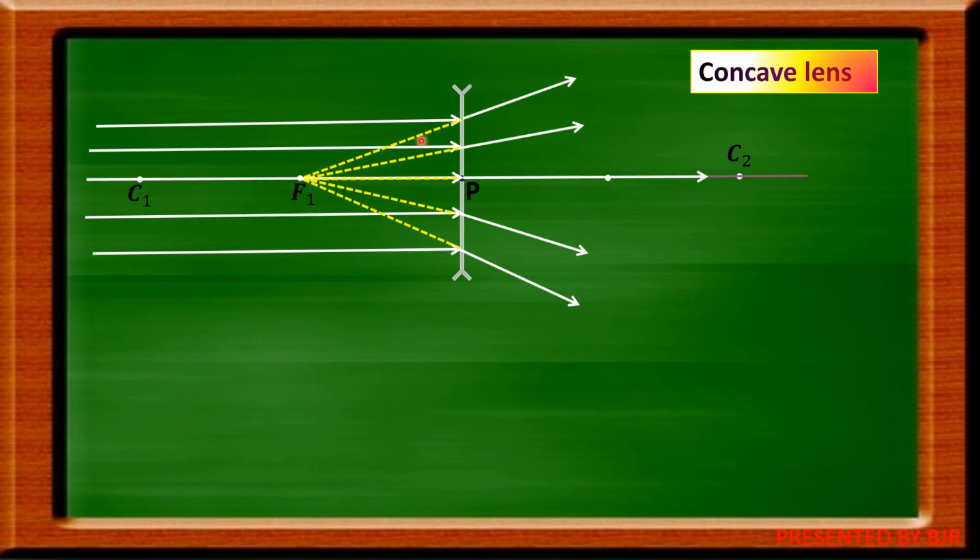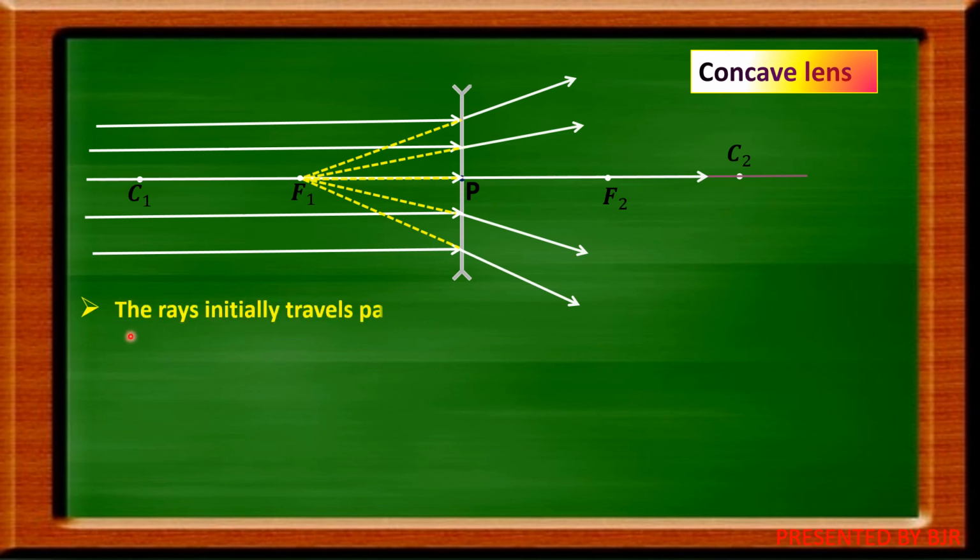So if you see, these refracted rays seem to be coming from the point here, and the point from which the refracted rays appear to be coming is called focal point or focus in case of concave lens. So here is F2, it has two focal points.